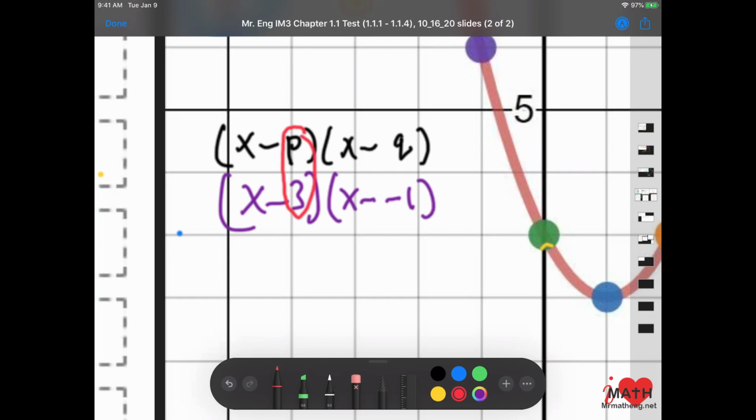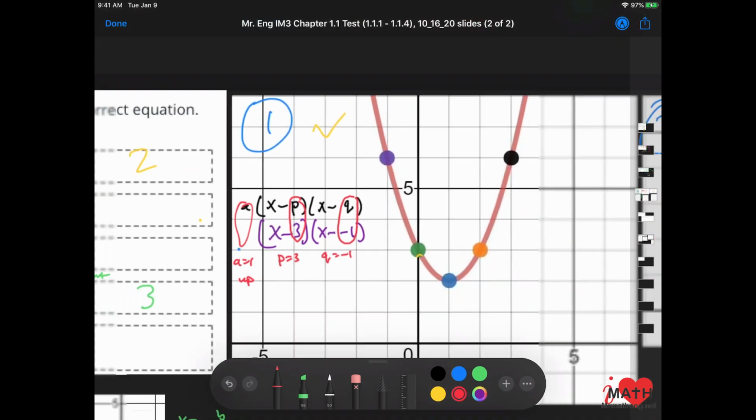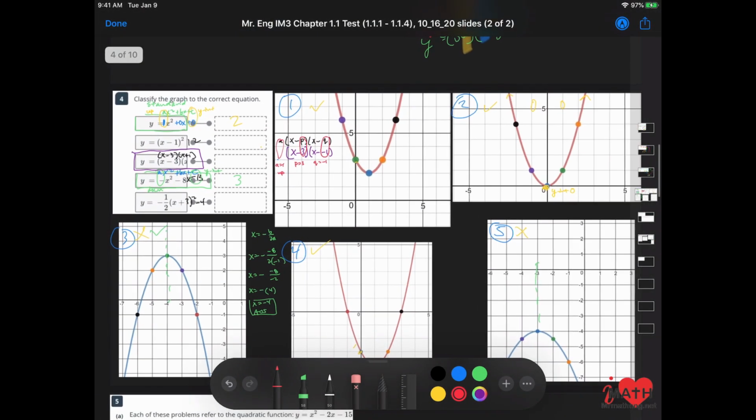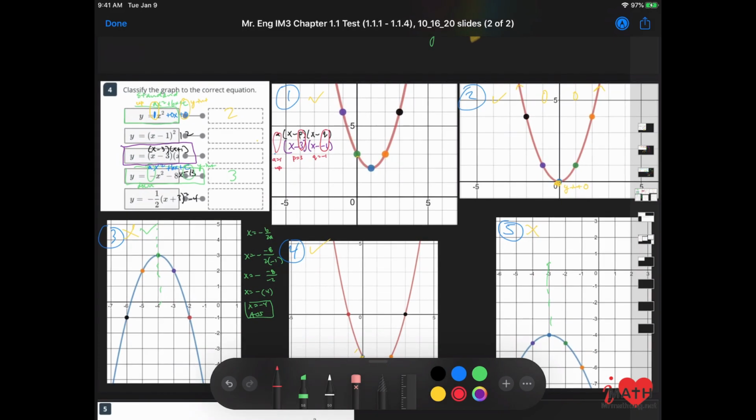So that means p is 3, and q is negative 1. Did you notice how I didn't highlight the negative sign in the formula? Okay, so those are my two x-intercepts, and my a value would be right here. There's no number, so that would be 1. So that opens up. So let's look at all the graphs that open up. Remember, I've already chosen 2 and 3, so those are all done. I can only look at now 1 and 4.